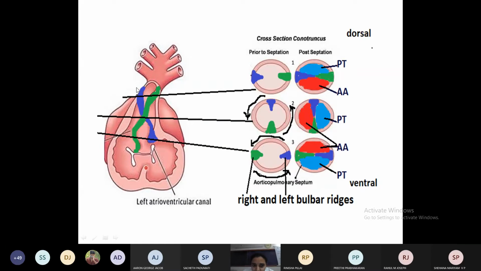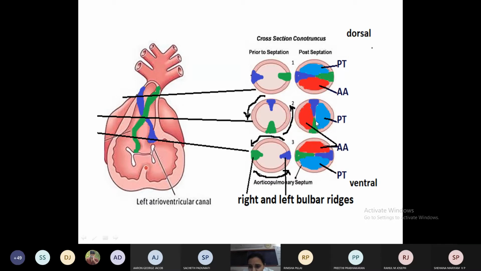Then higher up at the truncus arteriosus level, this left bulbar ridge is present on the right side, and the right bulbar ridge is present on the left side. Later these ridges attach and form a septum. So you can see a septum here. In the lower part, these ridges fuse with each other and form the pulmonary trunk in the frontal plane anteriorly and ascending aorta posteriorly.